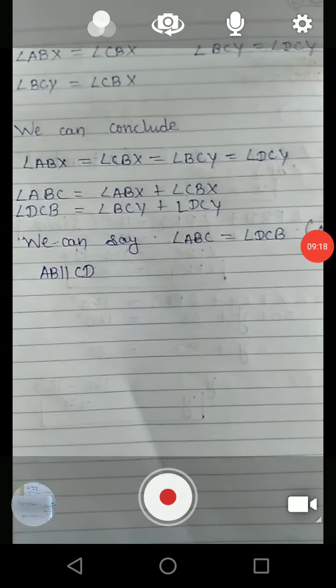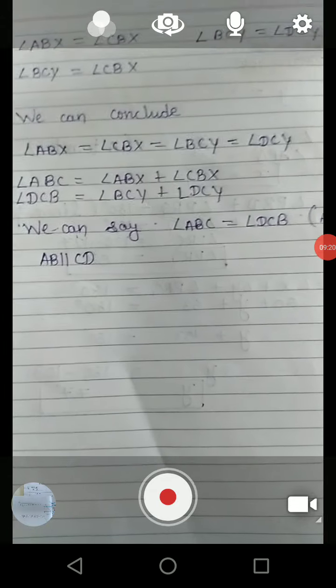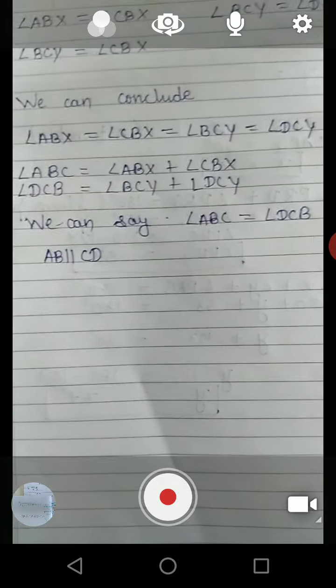So here we finished our exercise 6.2. From the next video we will see the next topic, that is the angle sum property in the triangle.